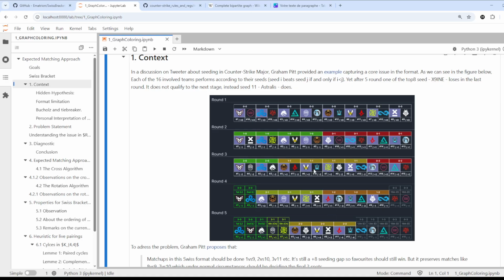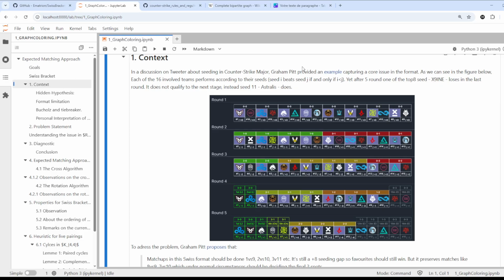So my work started also from this example, but I didn't really care, and still do not really care, that seed 8 does not qualify and instead seed 11 qualifies. This is not something that, strictly speaking, bothered me. But there's something more deep in that picture that caught my attention.